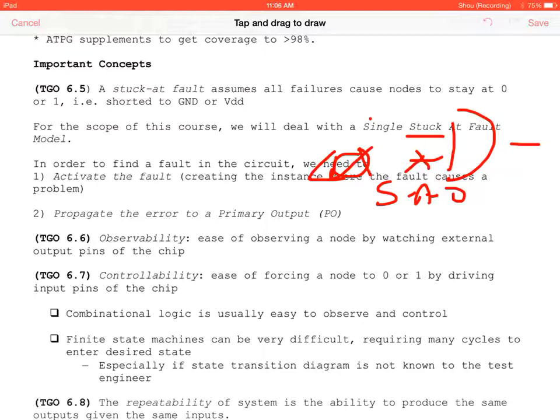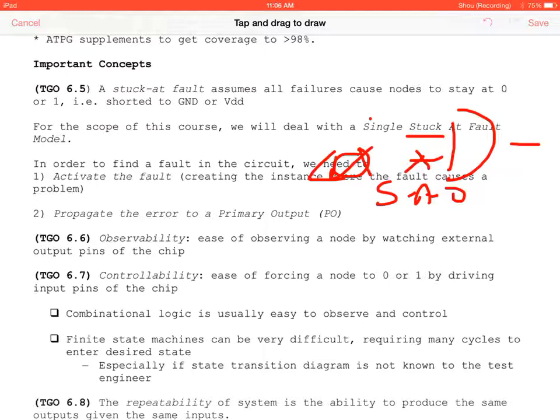So if you have a 1 on the input for B, if you have a 0 on the input, it doesn't really matter, right? Because it's still going to propagate 0 to the output. The only way to be able to propagate the error to the output is if you have a 1 here. So what's going to happen is you put in a 1 and 1, you're expecting a 1, but since it's stuck at 0, you're going to get a 0 on the output.